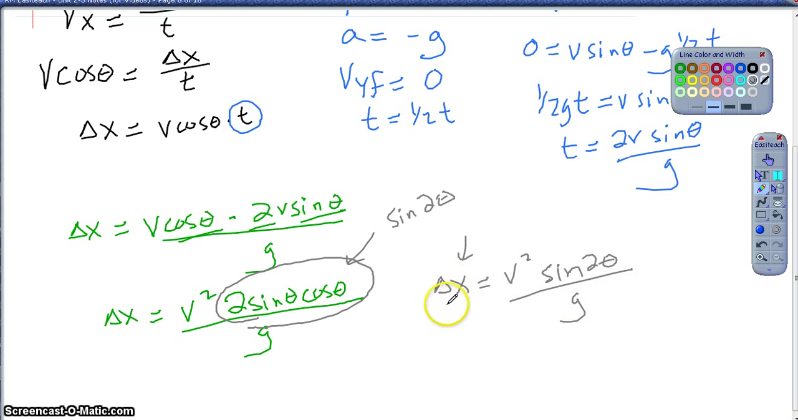The other reason that this expression is helpful is we can think about when we would have the maximum distance, when delta x would be the greatest. Well, delta x would be the greatest whenever sine of 2 theta is the greatest, right?